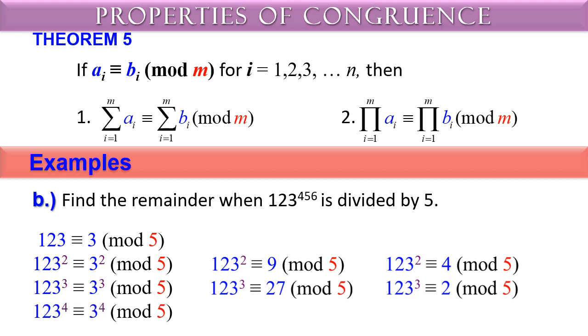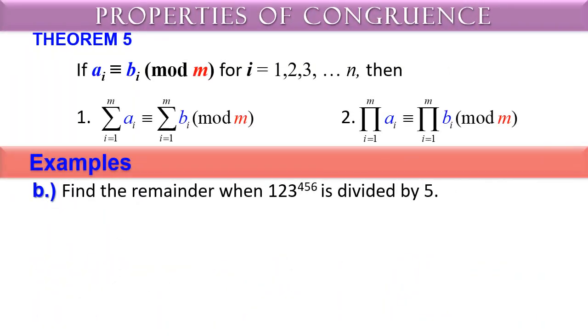Next, raising both sides to 4, we will have 123 raised to 4 is congruent to 3 raised to 4 modulo 5. Simplifying it, we will have 123 raised to 4 is congruent to 81 modulo 5. Simplifying it further, we will have 123 raised to 4 is congruent to 1 modulo 5. As you can see, in this expression, we have our residue that is 1. Therefore, we are going to use this fact to be able to solve our problem. To continue, let's proceed to the next slide.